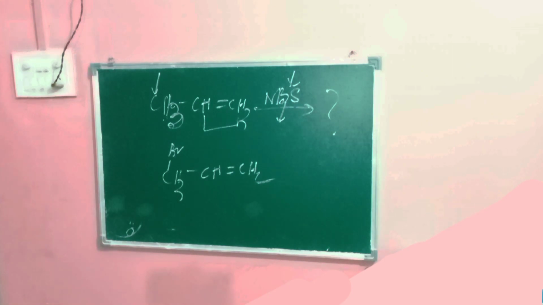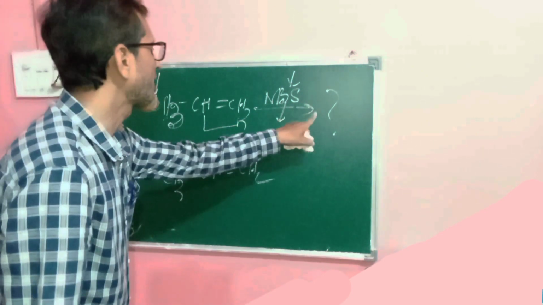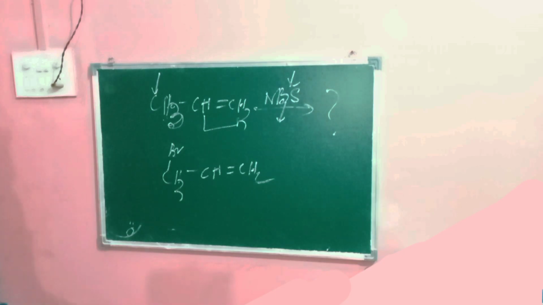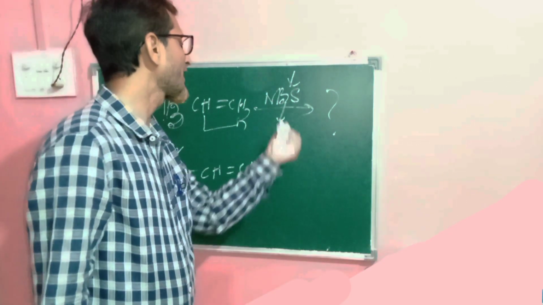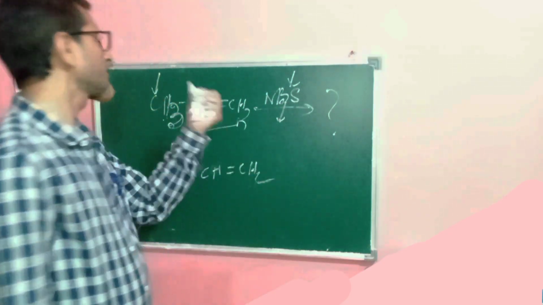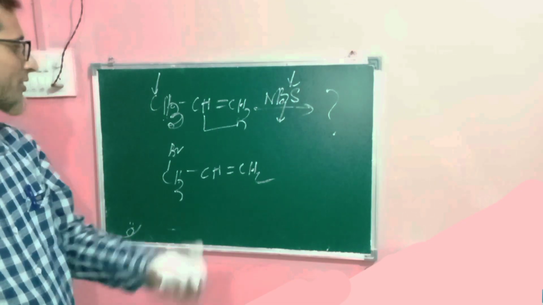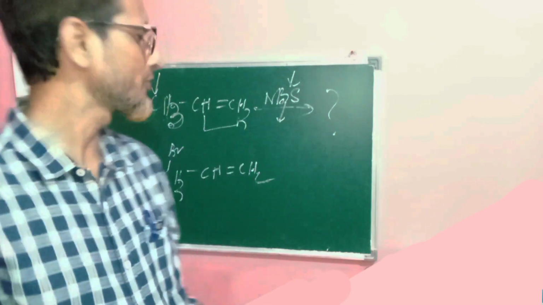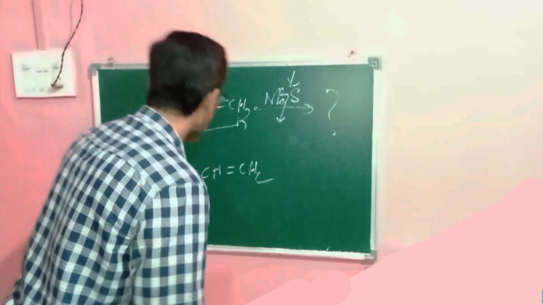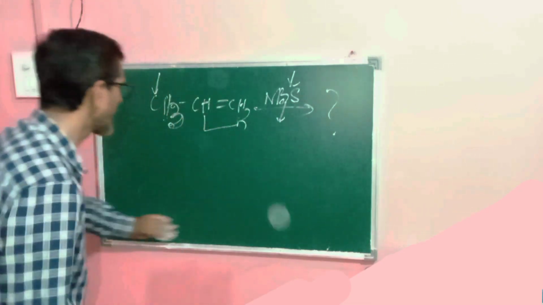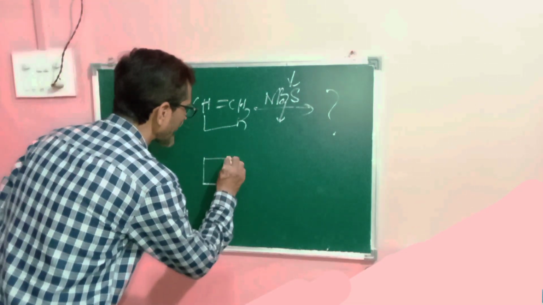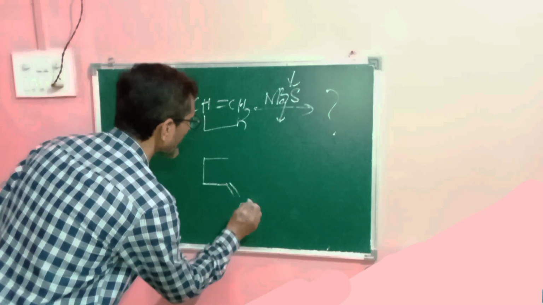You can't imagine the answer simply by seeing the reagent. And in the very first class I told you that if you do not have an idea regarding the reagent, you can't proceed with organic chemistry. So first you must have sound and profound knowledge of reagents. So N-bromosuccinimide. Actually, what is N-bromosuccinimide? This is N-bromosuccinimide.